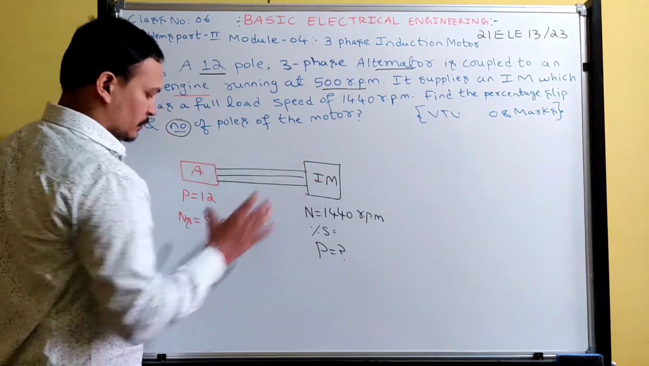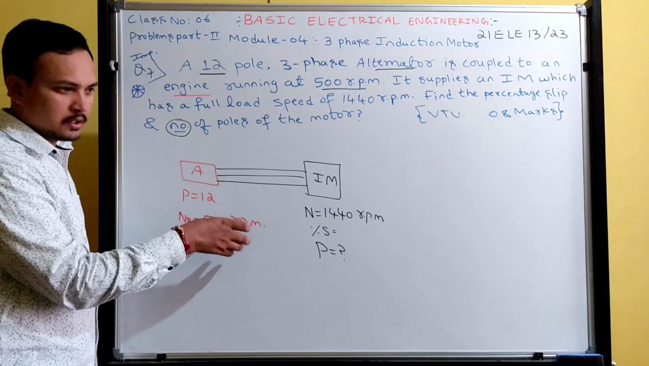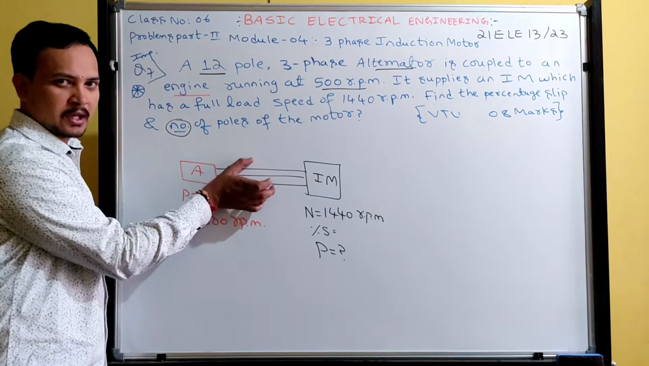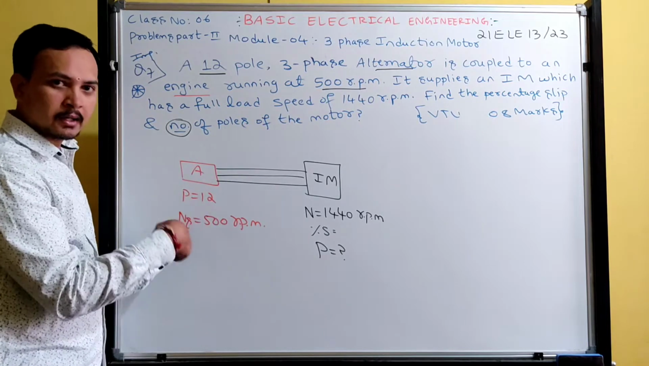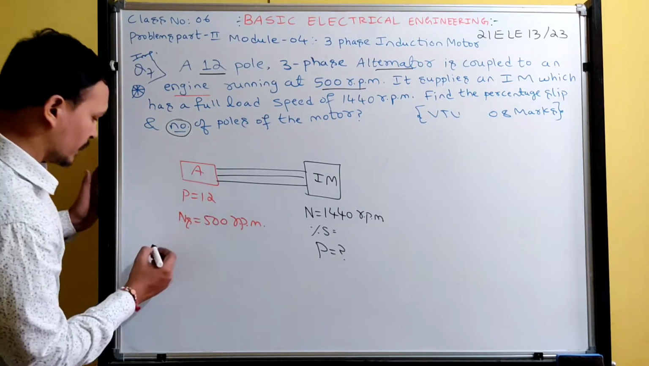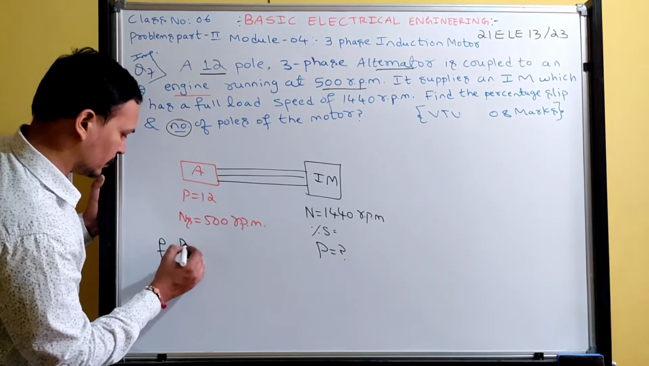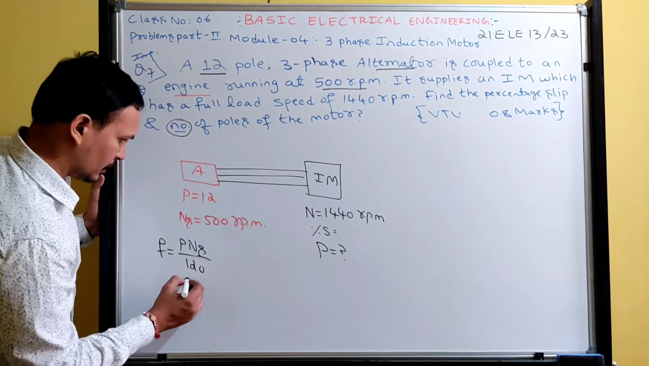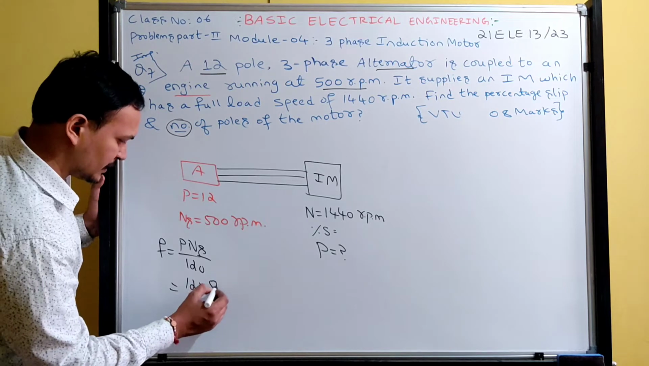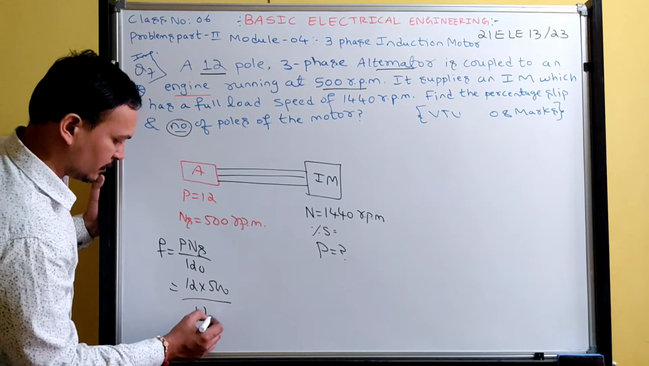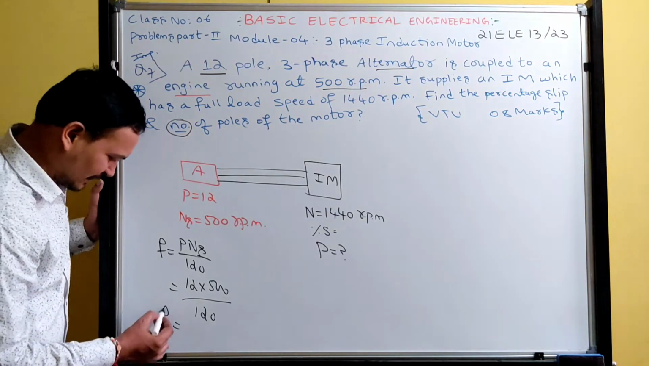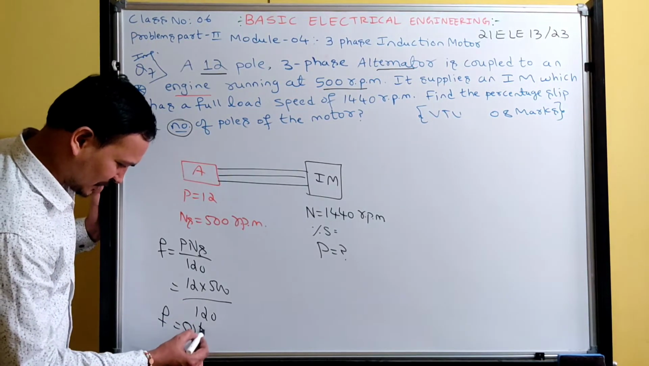So let me find the frequency. The induction motor requires an electrical supply. What is the frequency of this supply? That can be found out from the alternator data. So what is the formula? F is equal to P Ns by 120. Number of poles 12, speed 500, divided by 120. What is the answer? Sir, every time we are getting 50 only. You can write that only.